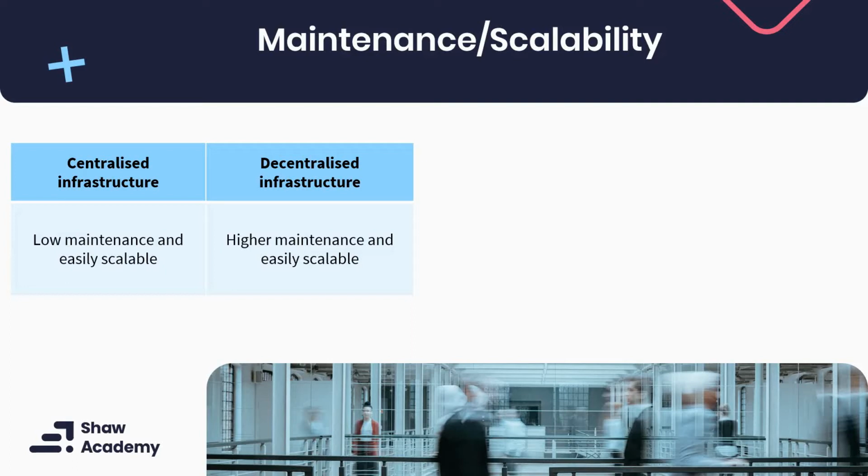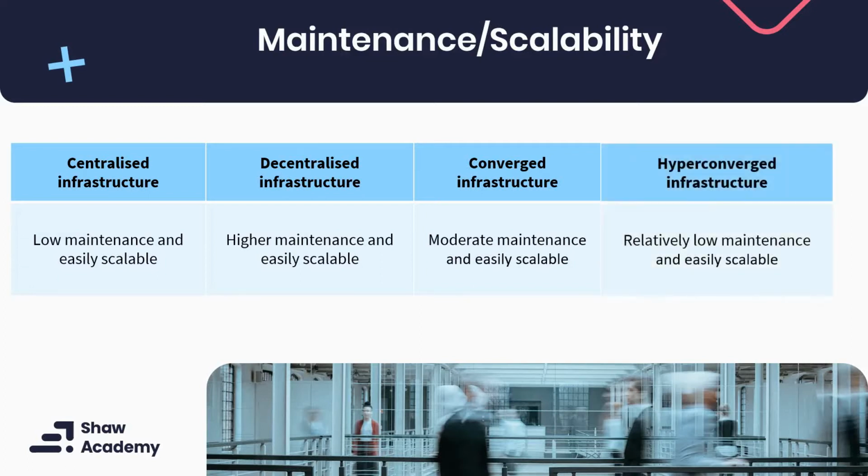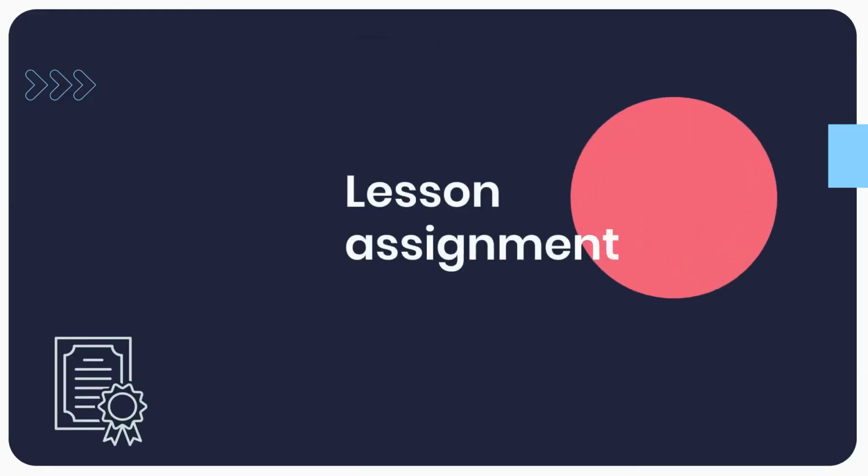Converged infrastructures require moderate maintenance, and it is easily scalable due to the benefit of virtualization. A hyperconverged infrastructure requires relatively low maintenance because the majority of its components are on the cloud, and scalability is a big plus.